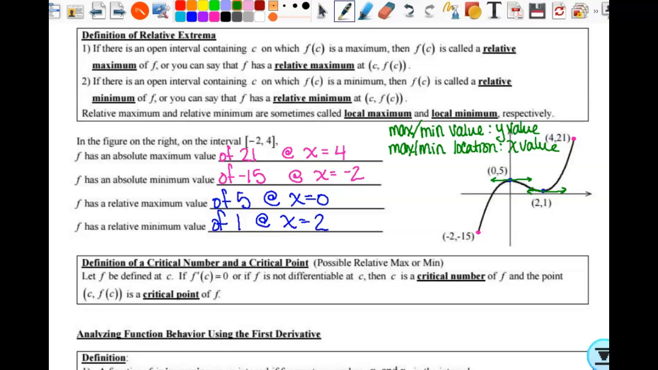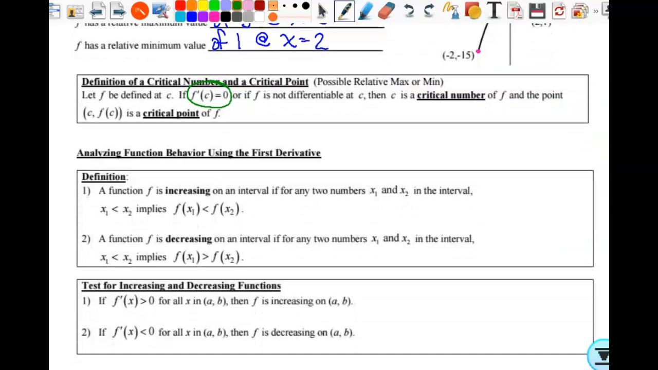So definition of a critical number and a critical point, possible relative max or min. Let f be defined at c. If f prime of c equals 0, okay? There's two different times it can happen. f prime of c equals 0, or if f is not differentiable, that means that f prime does not exist. Okay, so it's when it's 0 and when it does not exist. Okay, so if we have those times, then it's a critical number of f, and the point c, f of c, is a critical point.